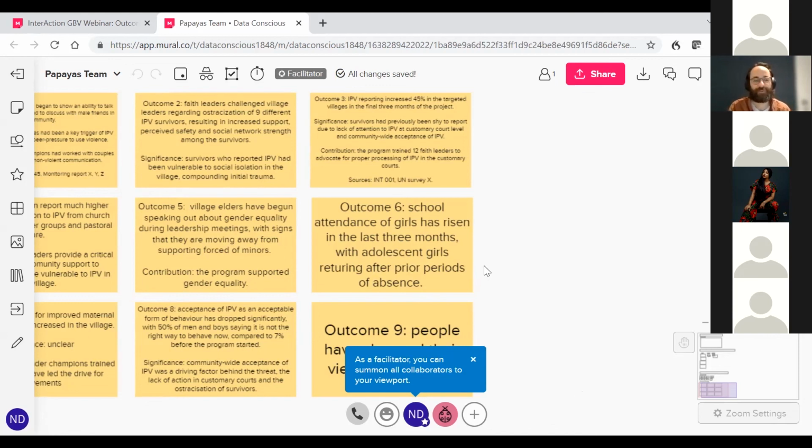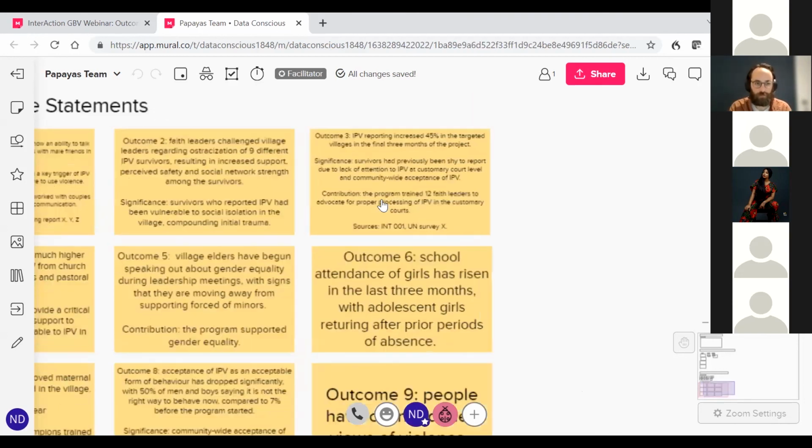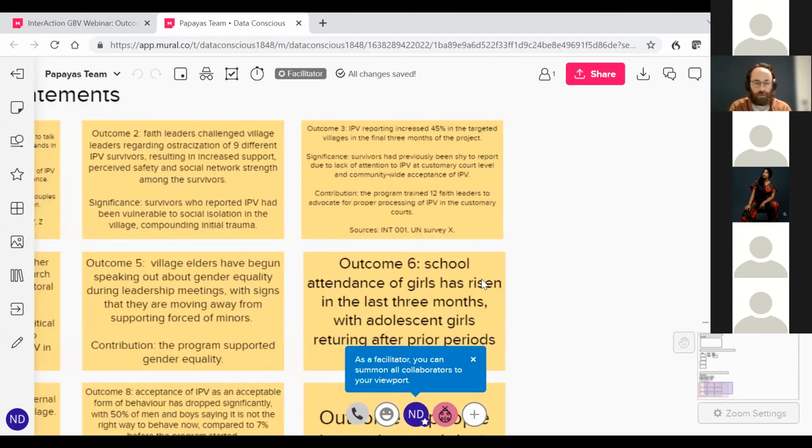So I also picked 2, saying faith leaders challenge village leaders, because it was specific for me. But generally we just picked 2 as one of our best, and then we felt 6 and 3 did not have all the specifics for us.